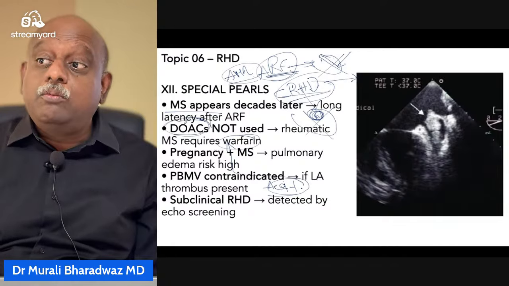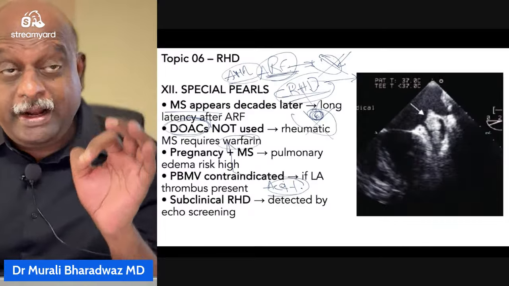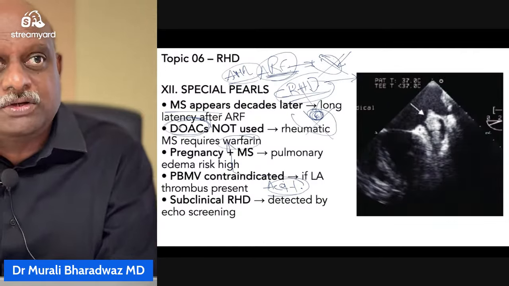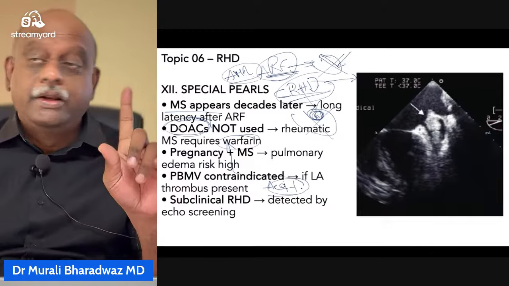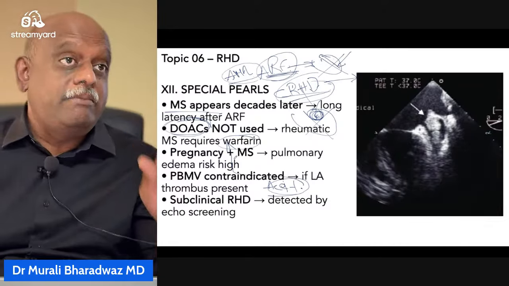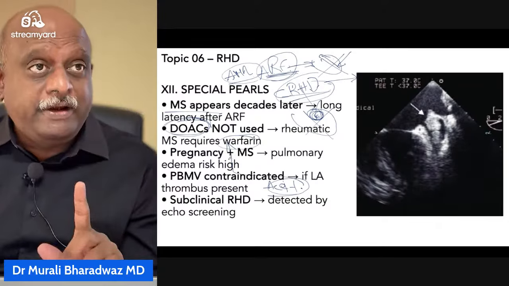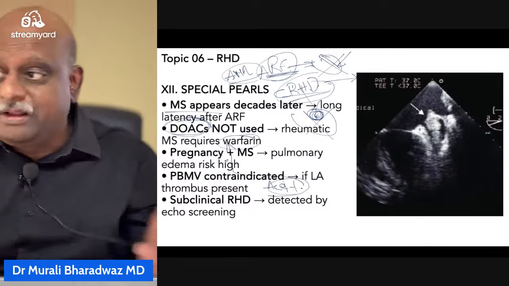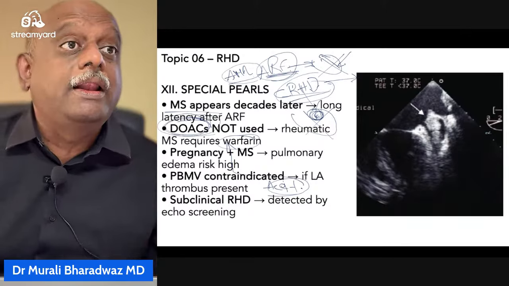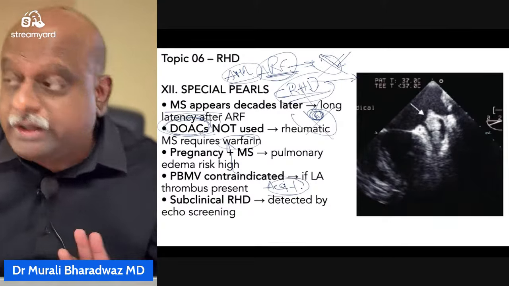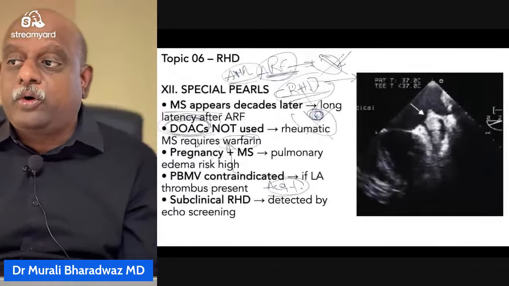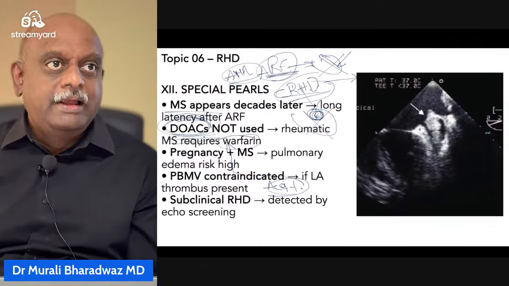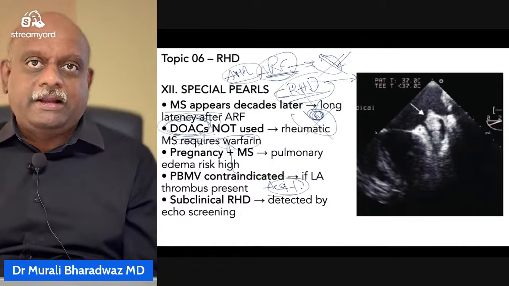You have modern direct oral anticoagulants, which are available. The rule is to anticoagulate in MS with only warfarin. Direct oral anticoagulants are not useful, which is a very important point you need to remember. Then the second important point, don't forget.